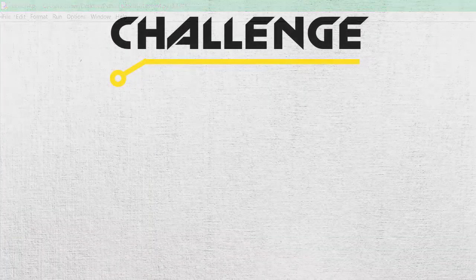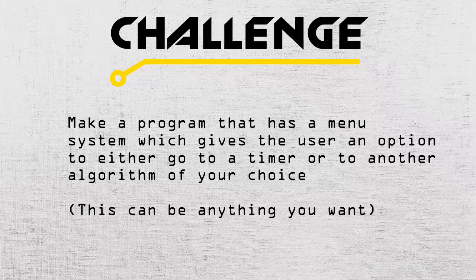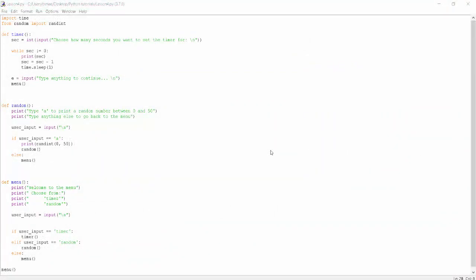Now, your challenge today is to make a program that has a menu system, which gives the user an option to either go to a timer or to another algorithm of your choice. This can be anything you want. I'll be back. And you should have something along the lines of this.